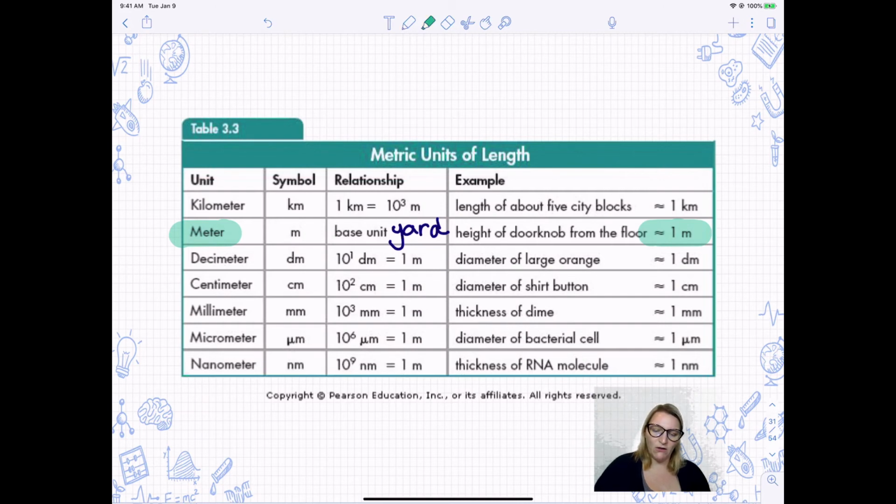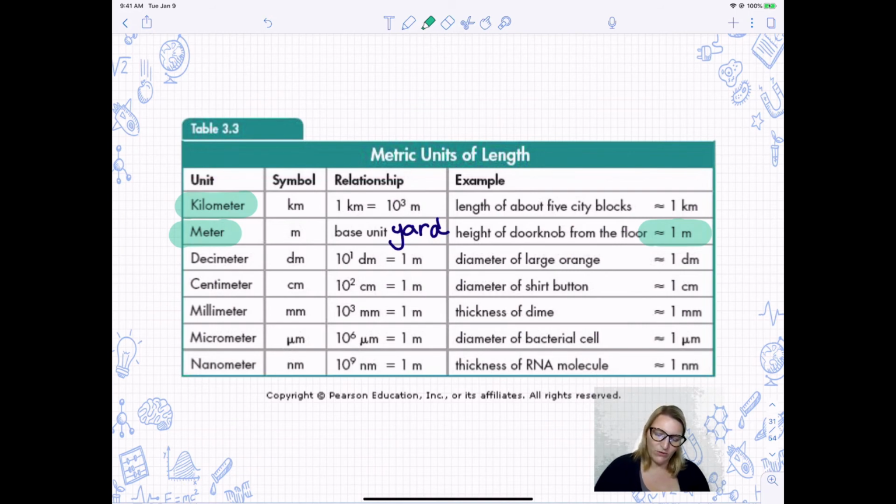You will often also use the word kilometer. It says the length of a kilometer is about 5 city blocks. That's difficult for us to understand, because what's a city block? If you stood on the road outside our school and walked all the way around to get to that same point, that's about a kilometer.